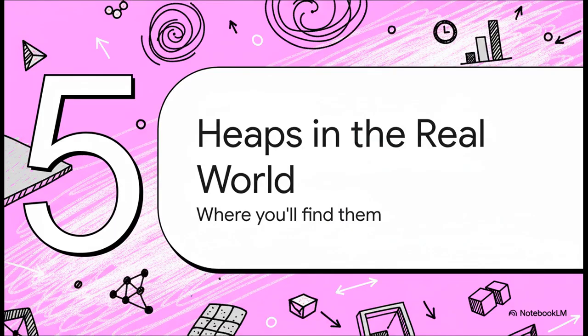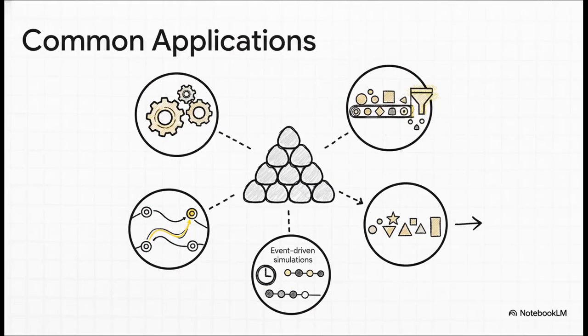Okay, theory is great, but where will you actually see this stuff? Why does any of this matter outside of a computer science class? Turns out heaps are everywhere once you start looking. Your computer's operating system uses one to decide which program gets to run next. The famous Dijkstra's algorithm for finding the shortest path on a map uses a priority queue to figure out which location to explore next. They're also perfect for solving those top K problems, like finding the top 10 most viewed articles on a website in real time. And of course, there's the sorting algorithm named right after it, heap sort.